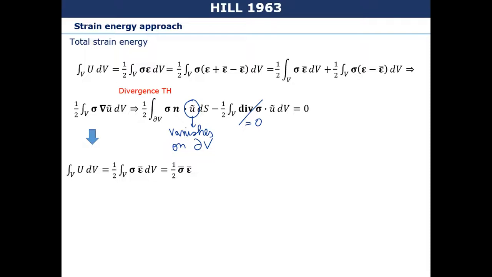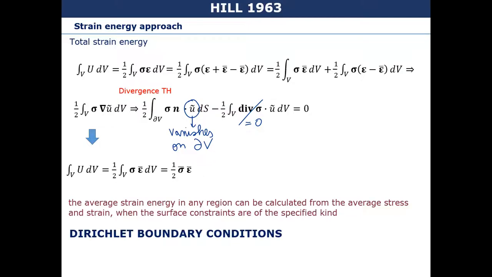And so an important finding of Hill was that the total energy in this case can be directly defined just by the first of these two terms. And if you see here, you can put epsilon overline out of the integral, and so you end up with this definition. So he found that the average strain energy in any region can be evaluated, in this case, from average stress and strains when the surface constraints are of a specified kind.